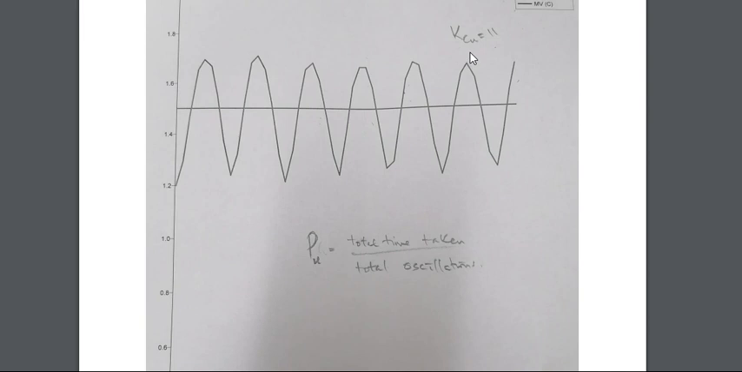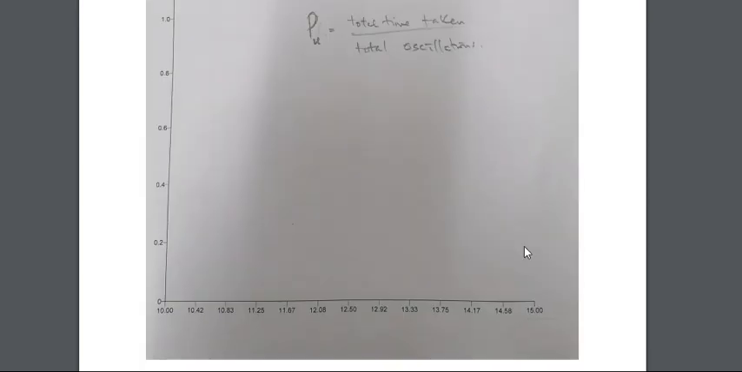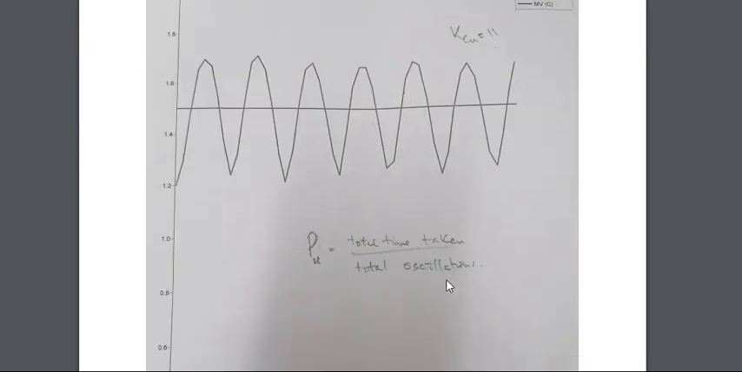Now, still the KCU is 11, and to determine the PU, which is the period at the ultimate gain, what we need to do is to determine the total time taken divided by the total number of oscillations. It means the total time taken between 10 to 15 is 5 seconds, and the total oscillation will be 1, 2, 3, 4, 5, 6 and a half. So dividing the two, now you have your period. This is the first section of the experiment that involves data analysis.